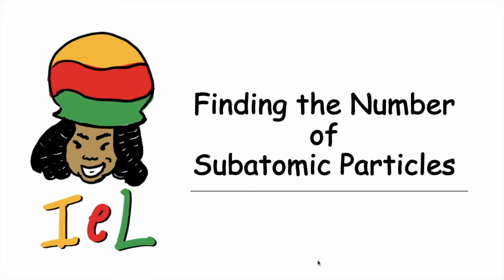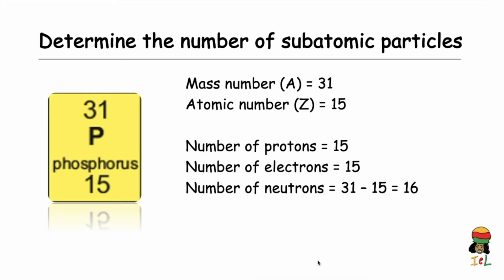Before we can begin drawing atoms, we must first determine the number of each subatomic particle present in the atom. We will practice this using 3 examples. For our first example, we're going to use phosphorus, which has the symbol P, a mass number of 31 and an atomic number of 15. We know that the atomic number tells us the number of protons, so the number of protons for phosphorus is 15. But we also know that in an atom, the number of protons equals the number of electrons.